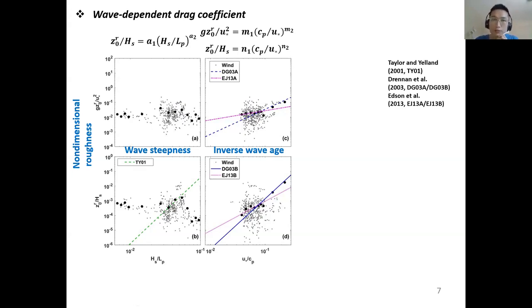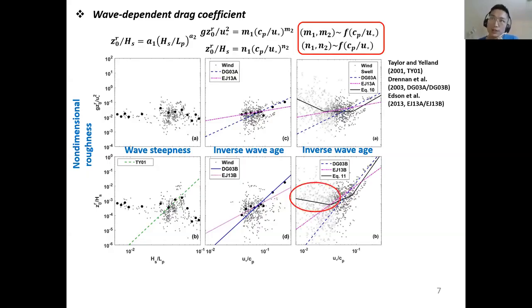For the comparison between data and the previous formulas, you can see here the blue line represents the observed values for young waves, and the magenta line has good agreement for older waves. It's similar in panel D. This indicates that the relationship between non-dimensional roughness and wave age may not be unique, but can be different under different sea states.